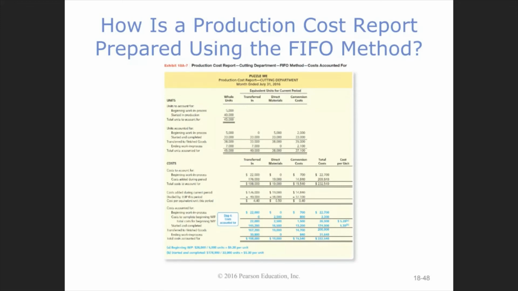So that's how they came up with the calculation right here, and they have it written right here for you. I forgot I can point. And then looking at the second one, which is B, for this one it says they started and completed 174,900. They divide that by the 33,000 units, and that gives them this $5.30 per unit.